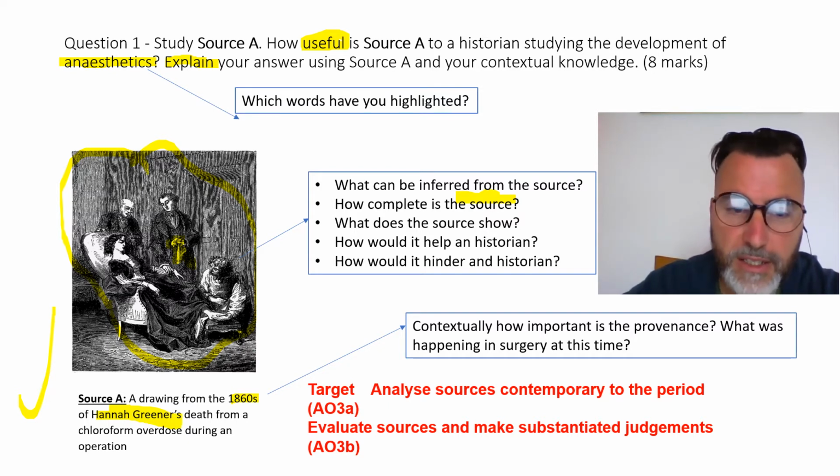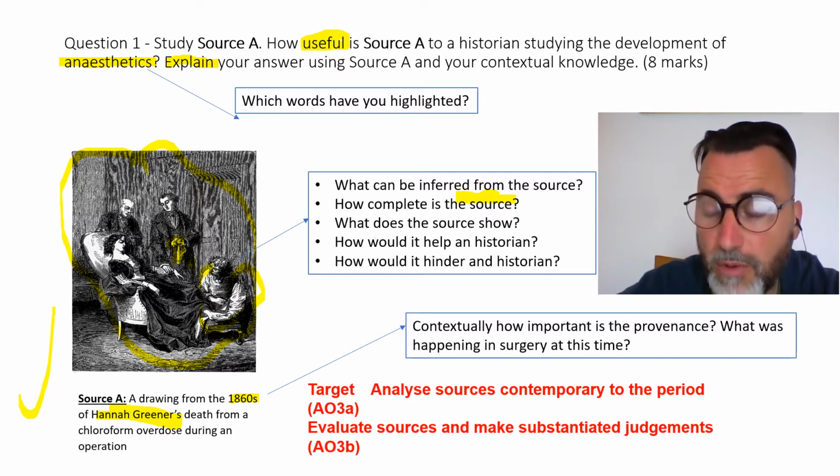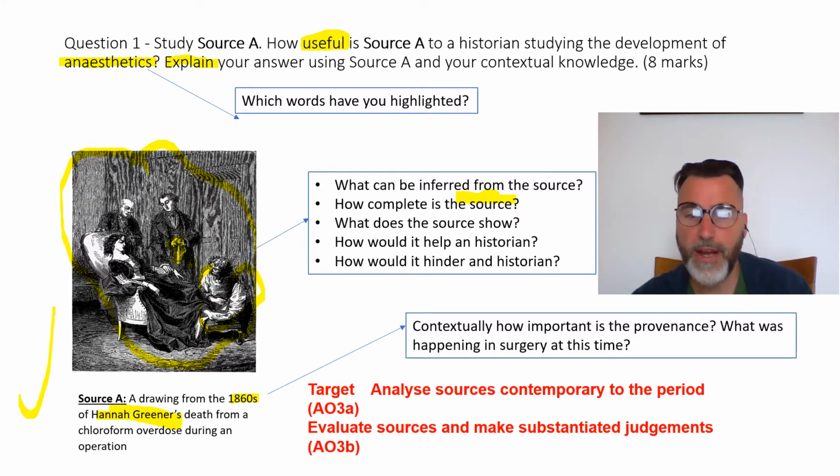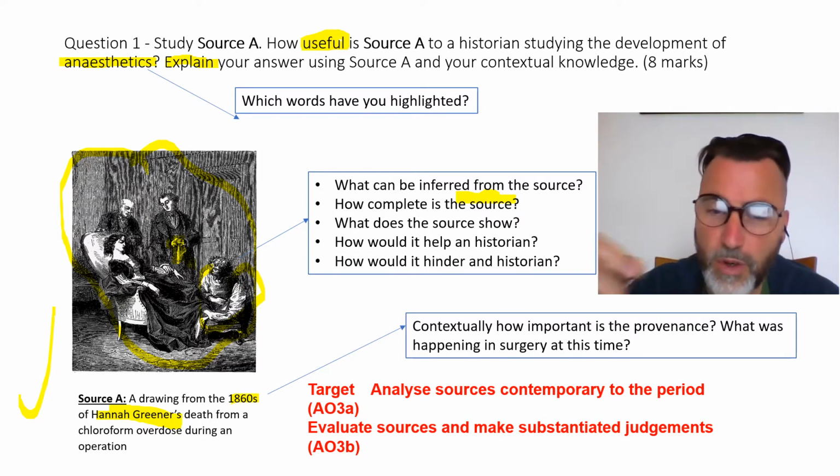Operations in the 1860s are very dangerous. They don't really know what they're doing. Yeah, simple operations like an ingrown toenail can lead to death. All about what? How complete is the source? Does it show us everything? Well, no, because by this point we know chloroform was becoming famous. Queen Victoria being given it by John Snow in 1857. Yeah, what does the source actually show us?